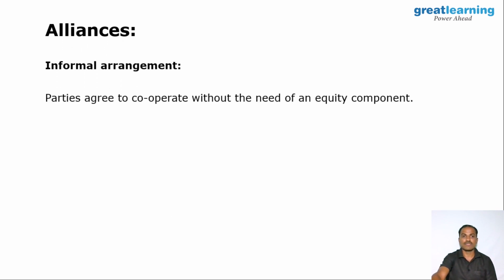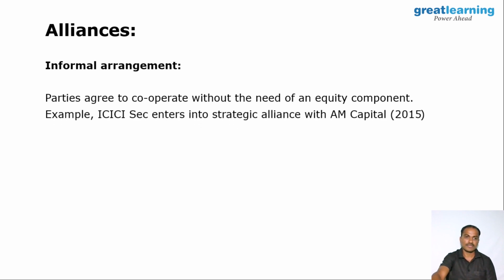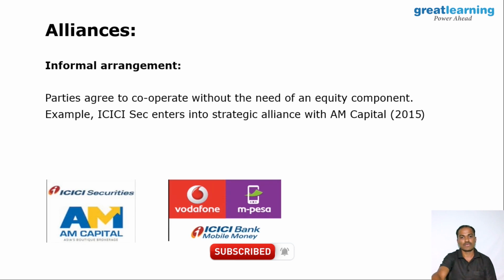Another method, alliances. This is an informal arrangement. In this, businesses come together to cooperate without the need of an equity component. So businesses cooperate with each other without any financial stake. For example, ICICI Securities entered into a strategic alliance with AM Capital in 2015. Vodafone entered an agreement with ICICI Bank for M-Pesa.